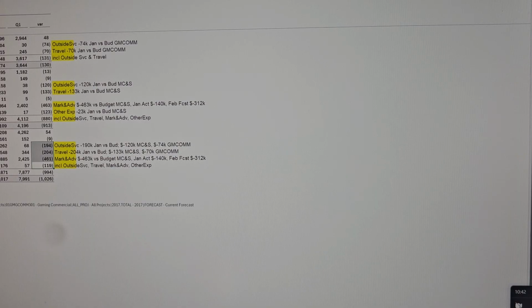Do we know what any of that is though? No, I can dig into it. That's one of the reasons why I wanted to. But it's primarily, I mean, pretty close, 70 and 70, not nothing. The big ones are in MC&S: 120 outside services, 130 travel. I had added this up below because I had a feeling, but marketing and advertising is the big one. Okay. Let me see what he's presenting.